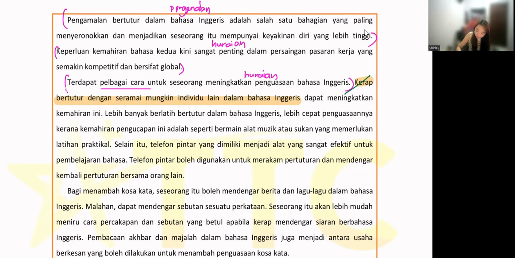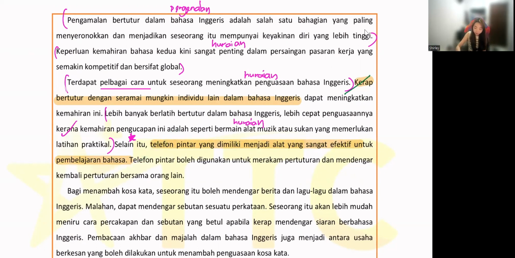Lebih banyak berlatih bertutur dalam bahasa Inggris, lebih cepat penguasaannya, kerana kemahiran pengucapan ini adalah seperti, okay, kerana, we used to explain, right, huraian. Selain itu, remember what I told you? This is the penanda. Telefon pintar yang dimiliki menjadi alat yang sangat efektif untuk pembelajaran bahasa. So this is the second point.